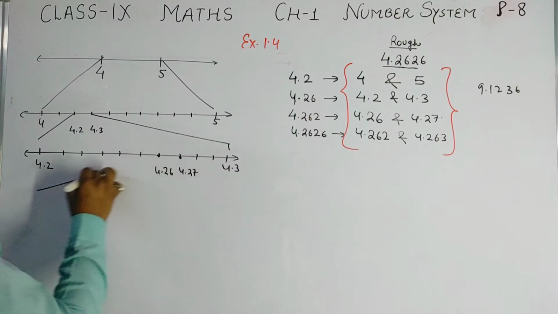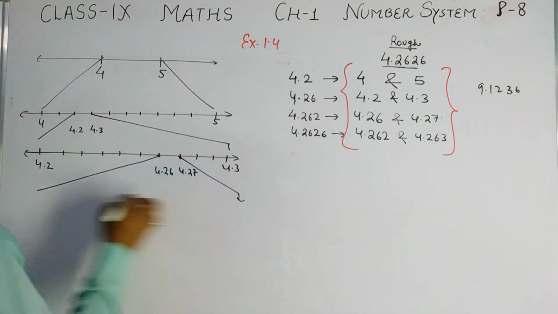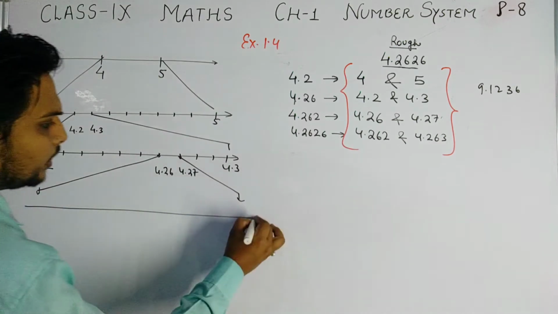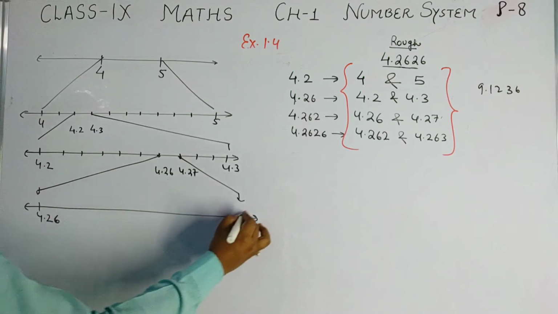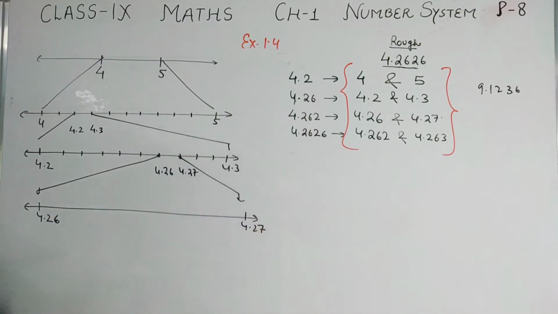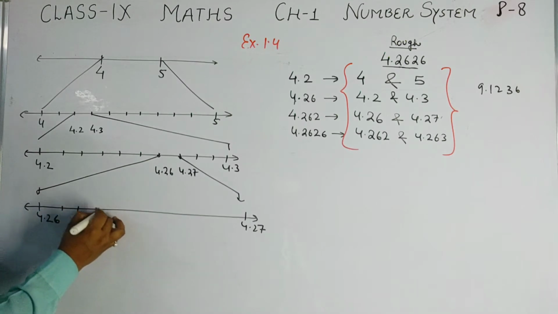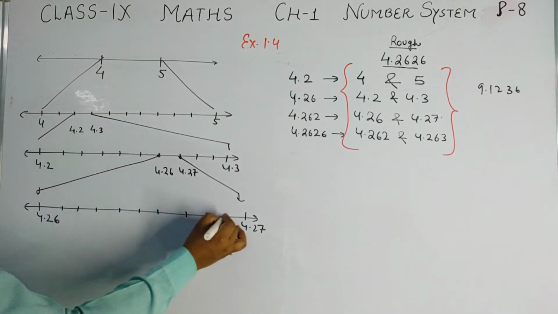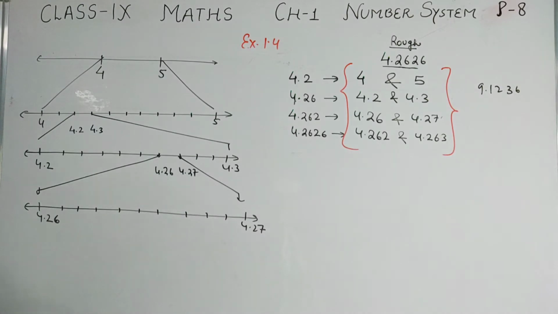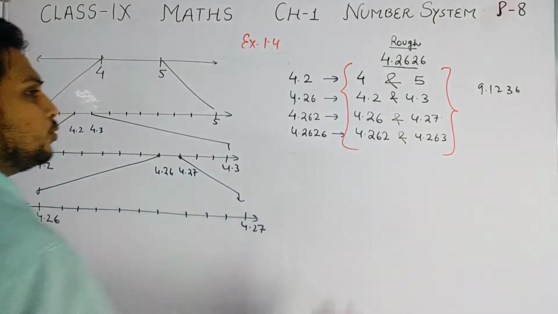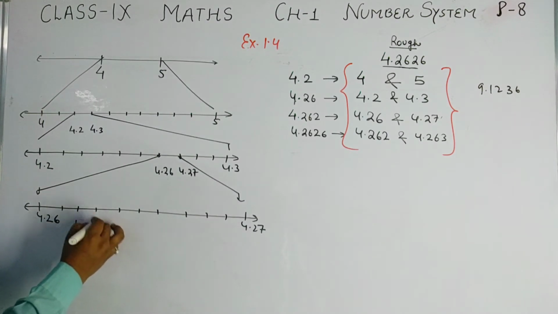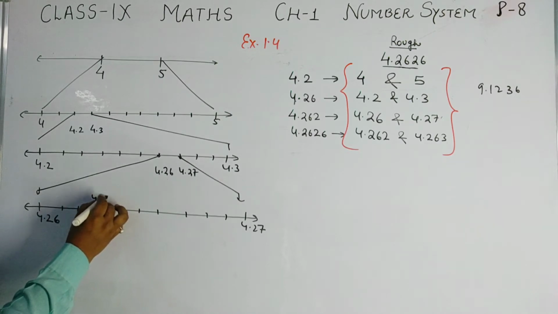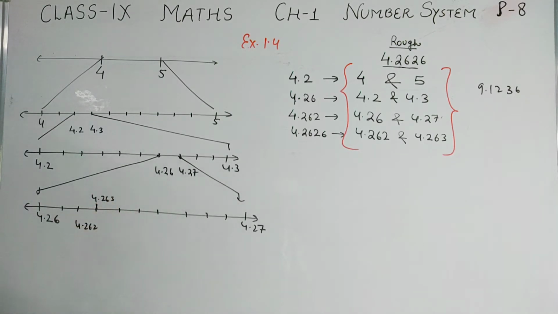Okay, so just zoom it out. So if you zoom it out, what you will get is 4.26 and 4.27. Okay, now again 9 marks: 1, 2, 3, 4, 5, 6, 7, 8, 9. After this we will need 4.262 and 4.263. So it is 4.261, it is 4.262, and this point is 4.263. So we'll write like this.